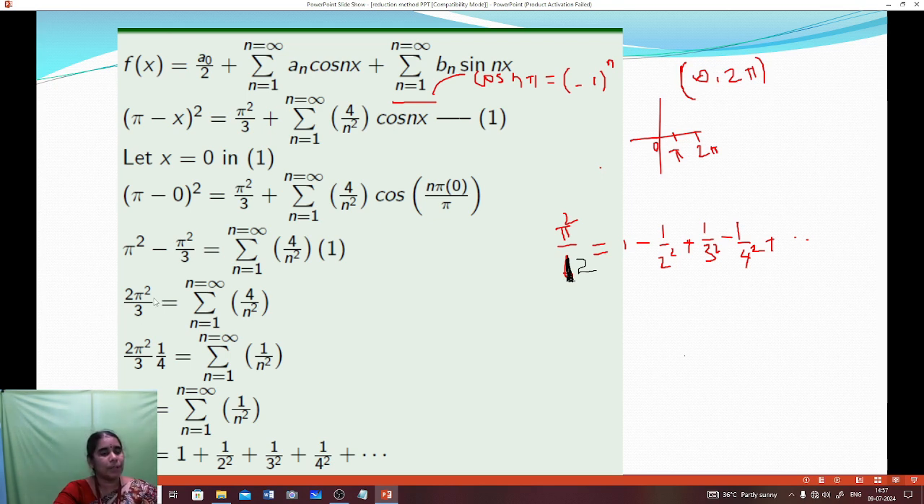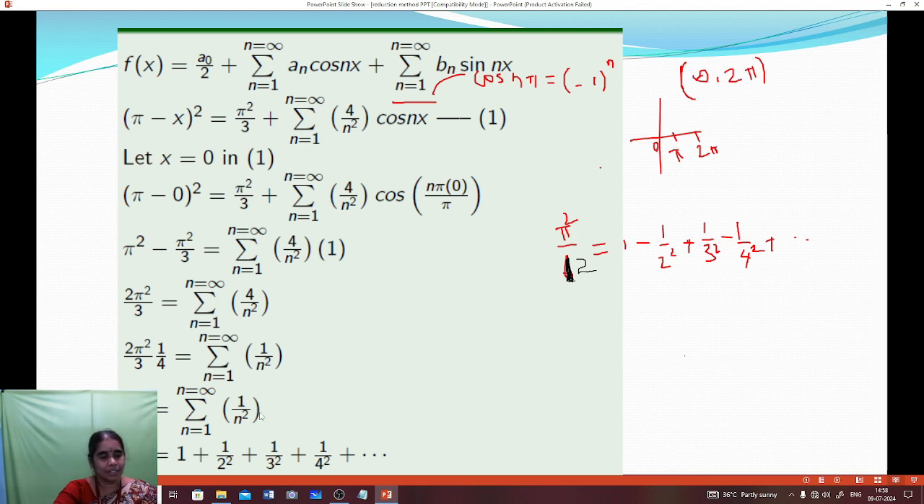So 2 by 3 times pi square is equal to summation 1 to infinity 4 by n square. Here the 4 is also a constant, so take it common outside, and by crossing that 4 to the opposite side, we have 2 pi square by 3 into 4, which is 12, equal to summation 1 by n square. On cancelling 2 and 4, we get pi square by 6 is nothing but summation 1 to infinity 1 by n square. On substituting n from 1 to infinity, we have 1 plus 1 by 2 square plus 1 by 3 square plus 1 by 4 square plus etc.